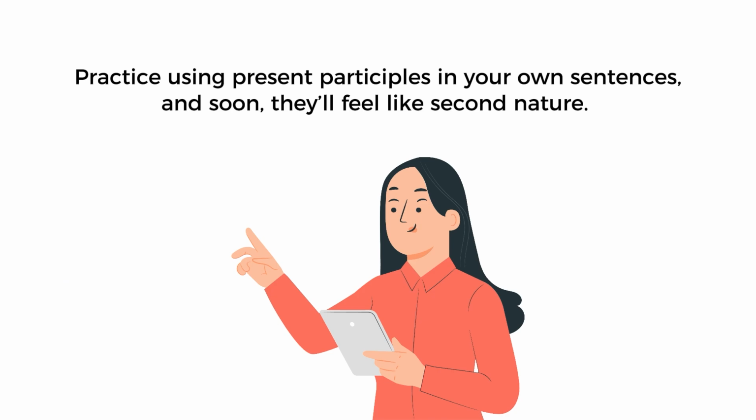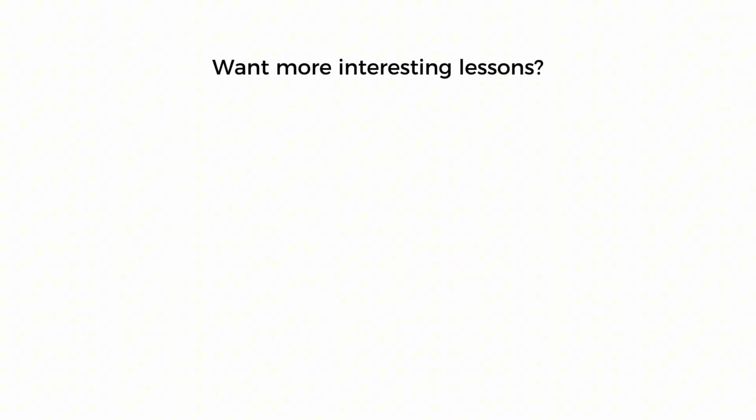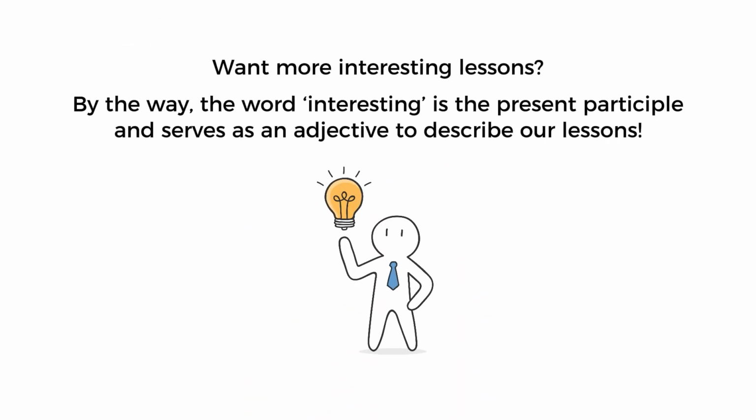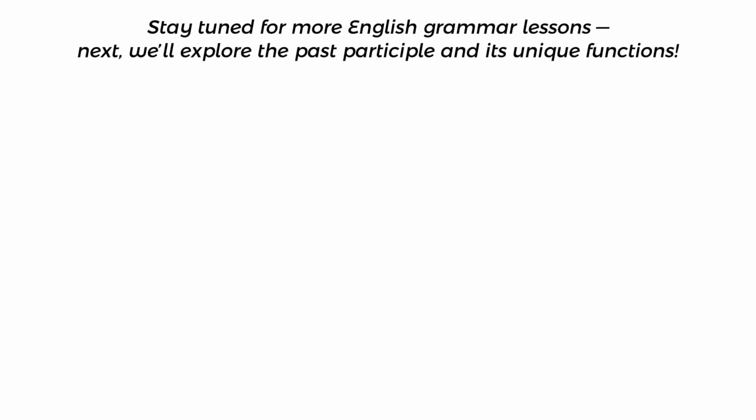Whether it's forming continuous tenses or acting as an adjective, this little -ing form is everywhere in English. Practice using present participles in your own sentences, and soon they'll feel like second nature. Want more interesting lessons? By the way, the word interesting is the present participle and serves as an adjective to describe our lessons. Stay tuned for more English grammar lessons. Next, we'll explore the past participle and its unique functions.